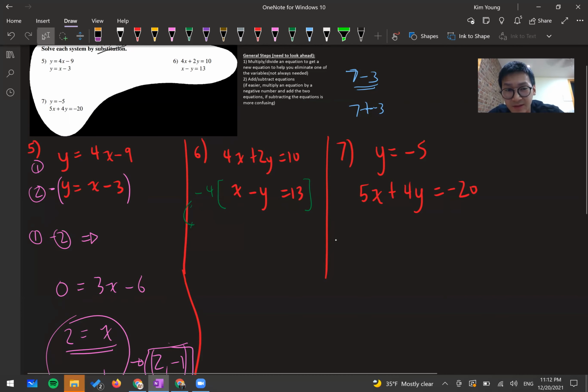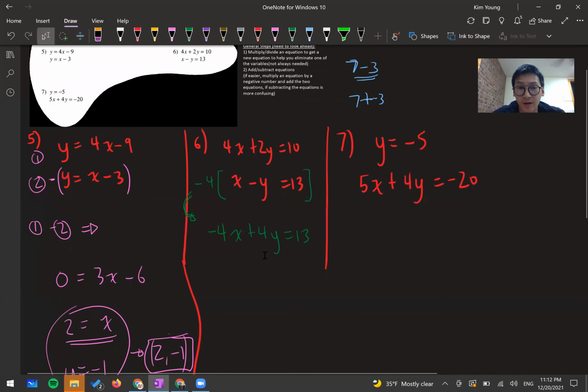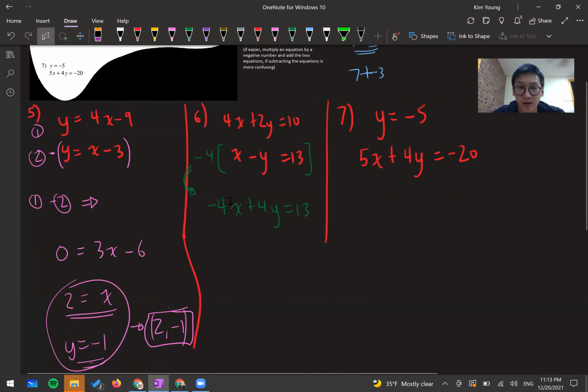And that means this second equation is going to give me negative 4x plus 4y is equal to 13. Okay, and now add the first equation with this green equation. And you're going to get 4x plus negative 4x, that's 0, and 2y plus 4y, that's 6y. And then the right side, 10 and 13, that's 23.